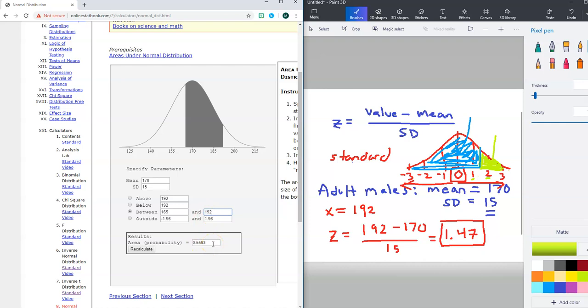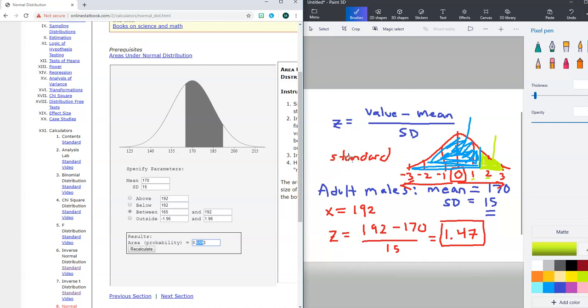And also pay attention to the format of the question. Like, does it want answers in probability, like to decimal places? In this case, suppose it wanted me to round to 3 decimal places. I would just put 0.559 down there. Or does it want a percent, where you would have to round to like 55.9%? You just have to be on the lookout for the format that it wants.